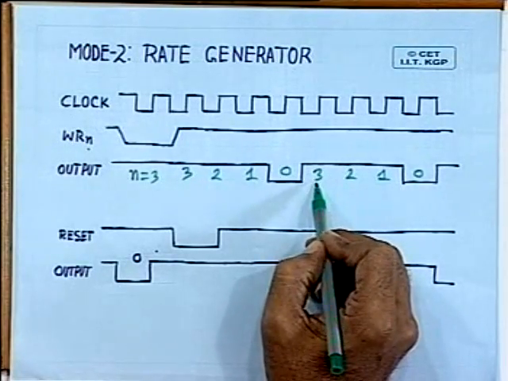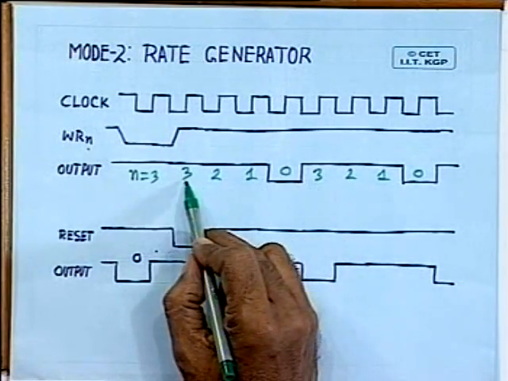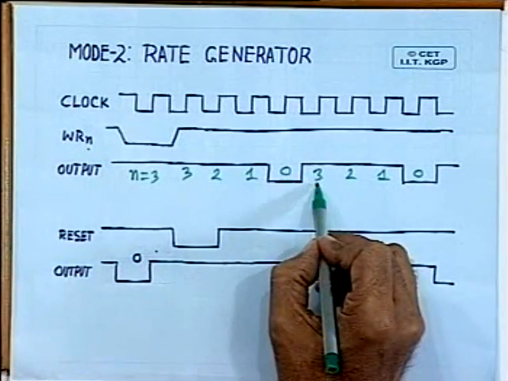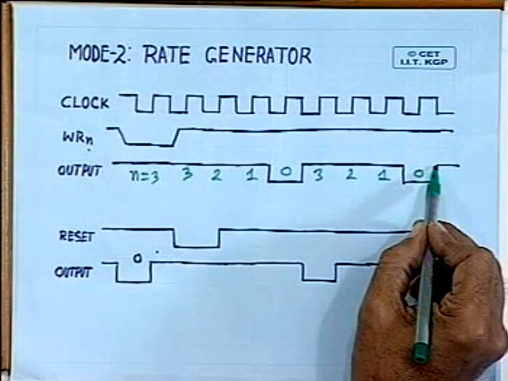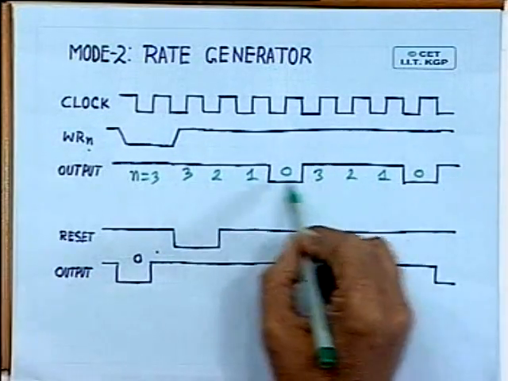You don't have to do it yourself. Automatically the value of n is reloaded, and again it's counting down, and whenever it reaches 0, another strobe signal is generated. So it goes on this way, and this is the rate generation.